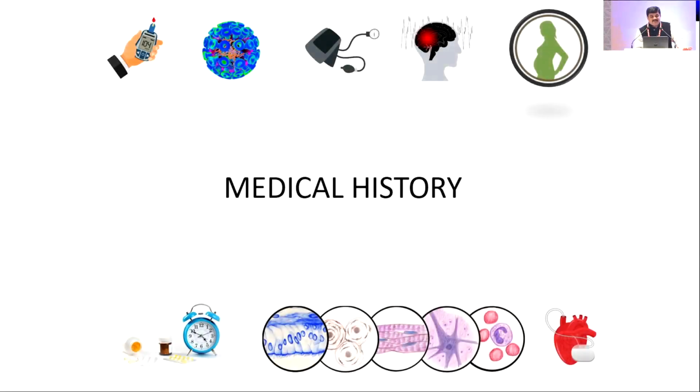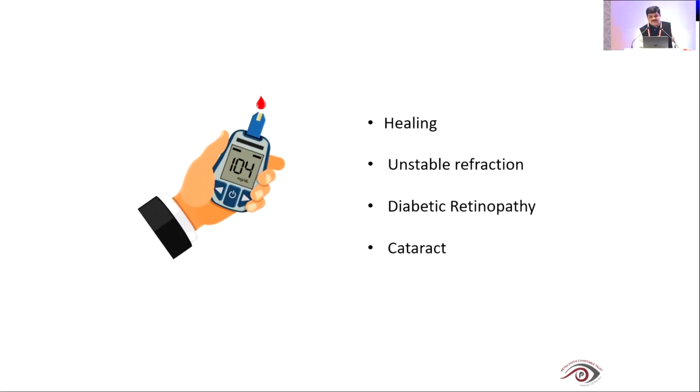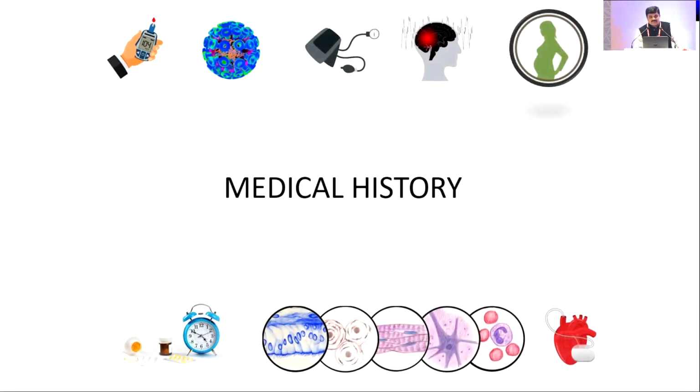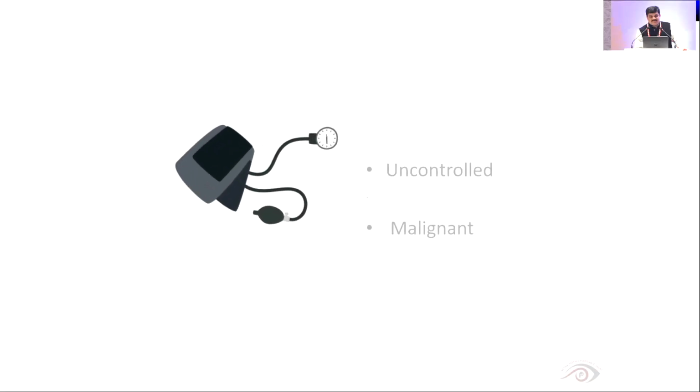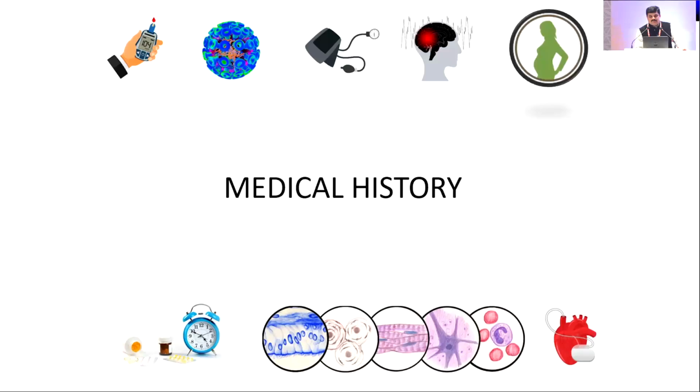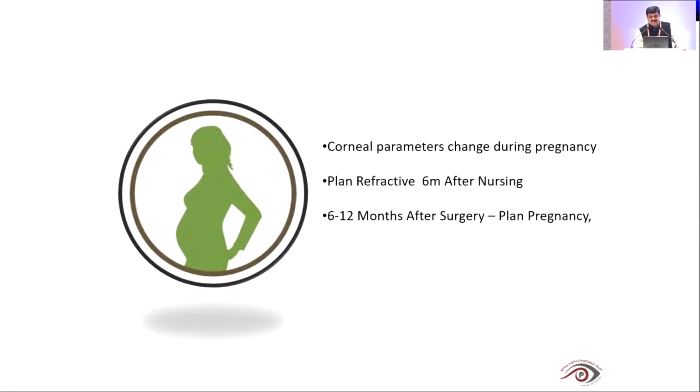So coming to the medical history, very, very important. You need to look at whether they are diabetic or not. Then you need to look at whether they are hypertensive, whether it's controlled or uncontrolled. Then you need to look at the pregnancy history, as corneal parameters change during pregnancy. Always plan refractive surgery 6 months after the feeding is over, and if you have had the surgery, wait 6 to 12 months before you plan for pregnancy. This is important. So plan for pregnancy, and after pregnancy 6 months before treatment is very, very important.